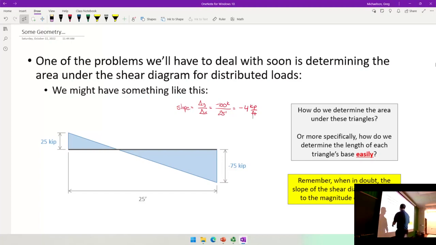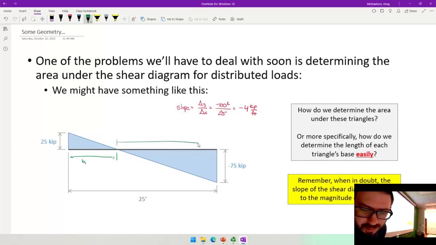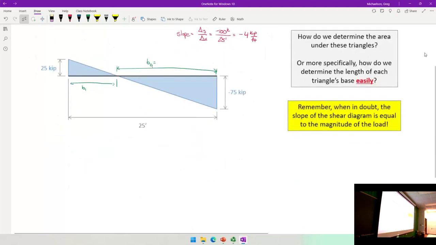Now, in order to determine the areas of these triangles, what I'm going to need to do is determine this distance here. We'll call it B1. And then this distance right here, B2. Now, I would argue again that slope is rise over run.